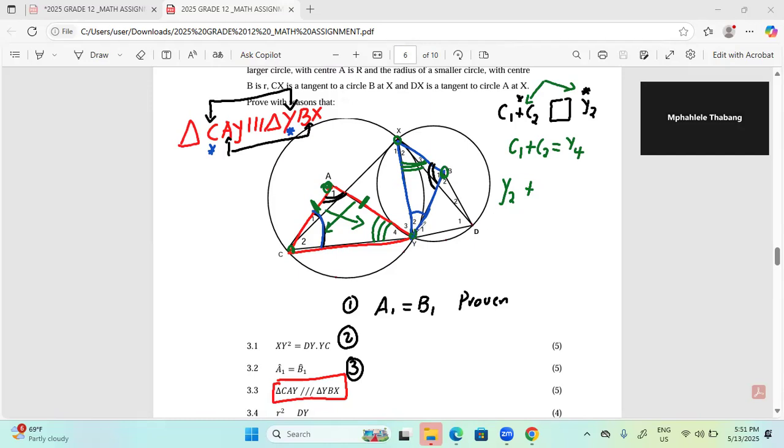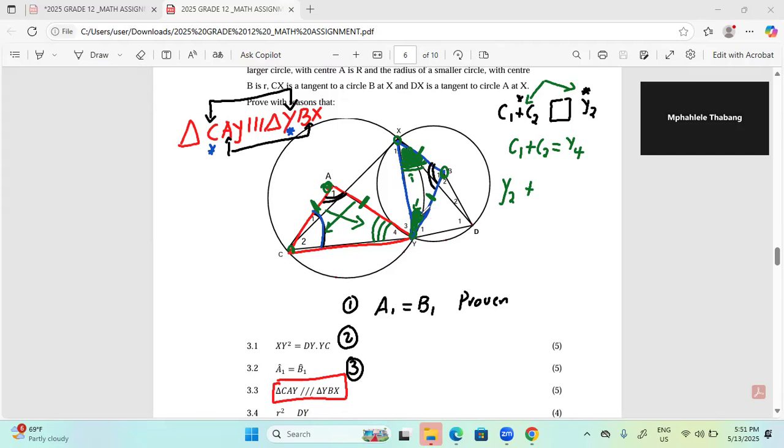So I'm going to talk about the sum of angles in a triangle. So I'm taking this Y2 here, and adding it with this angle here, which is x2 plus x3. And remember, x2 plus x3 is also equal to y2 because this side and this side are equal. So BX and BY are equal, so we have an isosceles triangle BXY, making these two angles here, y2 and x2 plus x3, equal.